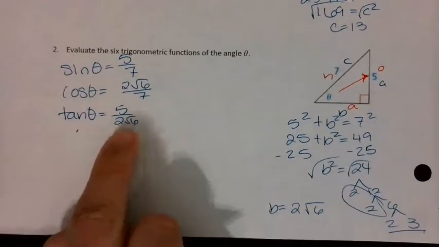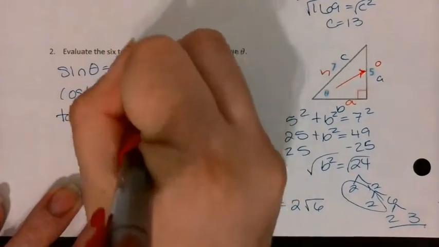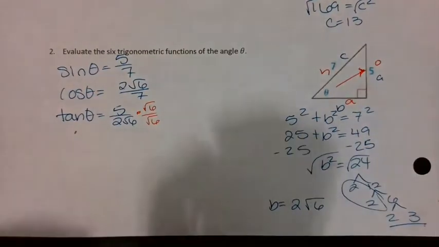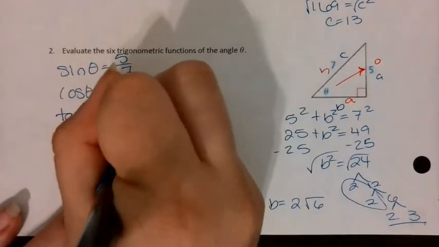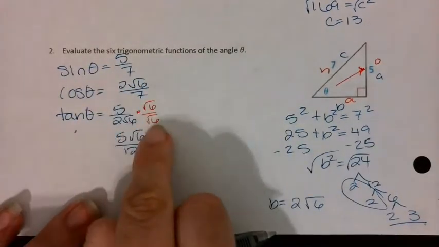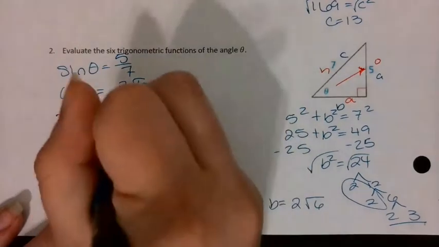I do not want to leave the square root of 6 on the bottom, so I'm going to multiply the top and bottom by the square root of 6 to get rid of it. And I end up with 5 square root of 6 over 12, because square root of 6 times square root of 6 equals 6, and 2 times 6 is 12.